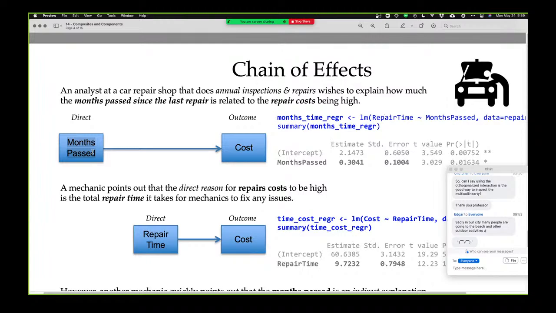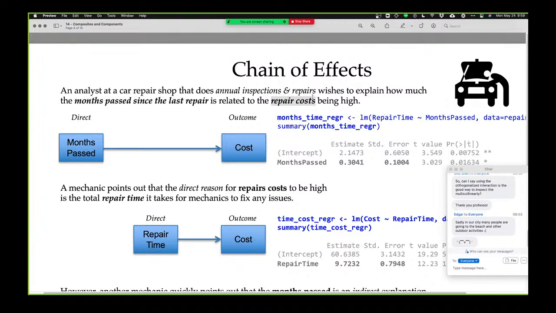You've been gone for many months. We haven't seen the car in a long time, so many more things could have gone wrong. So we had to be more careful. We had to find a lot of weird things. It just took us more effort because you waited so long to do this inspection. That's the reason that the inspection and repair cost is higher for you. So basically, there's a relationship between the number of months that have passed since the last inspection and repair and the cost of today's inspection and repair.